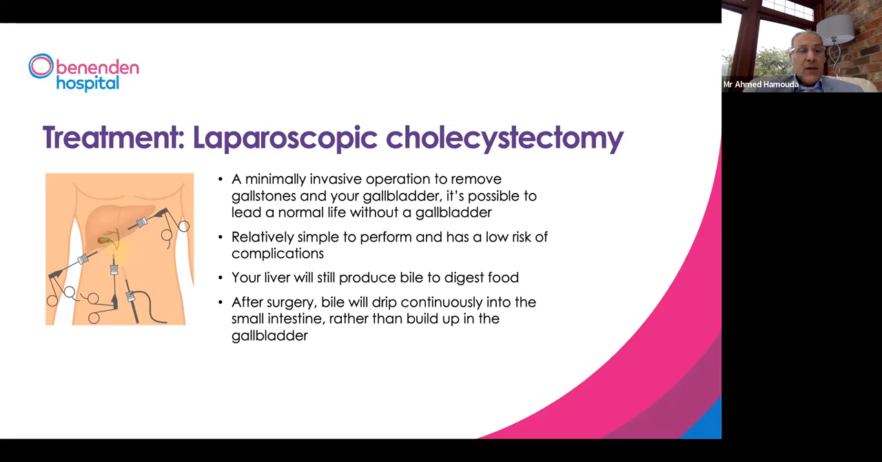And as you can see there, there's 4 cuts there, a camera through one of the holes, in one of the tunnels, and then 3 other holes for instruments to hold the gallbladder, dissect and peel it away from the liver, cut away the bile duct, the cystic duct and the cystic artery that go into it from the main channels, and then put it into a bag and take it out through the belly button. It is a straightforward and simple procedure to perform, but it also has a risk of complications.